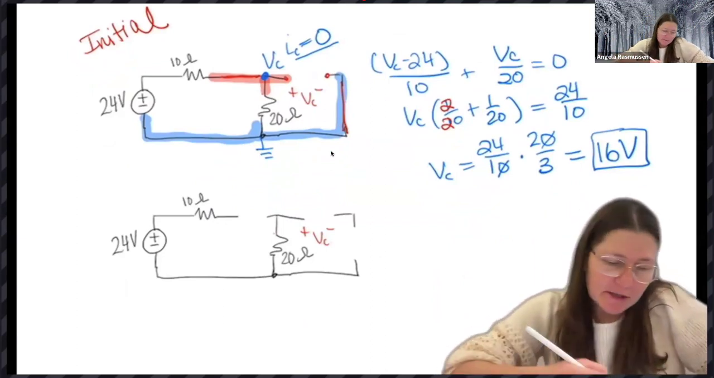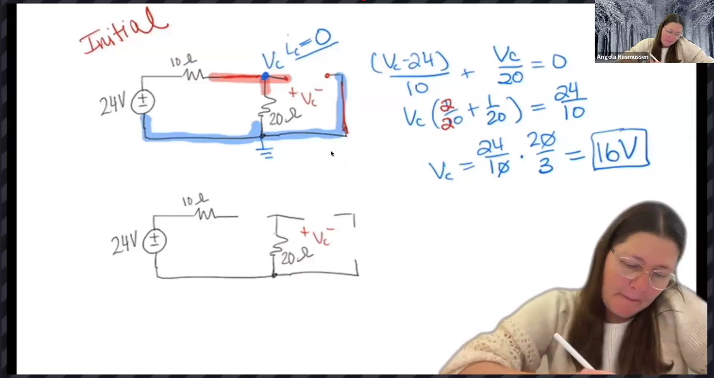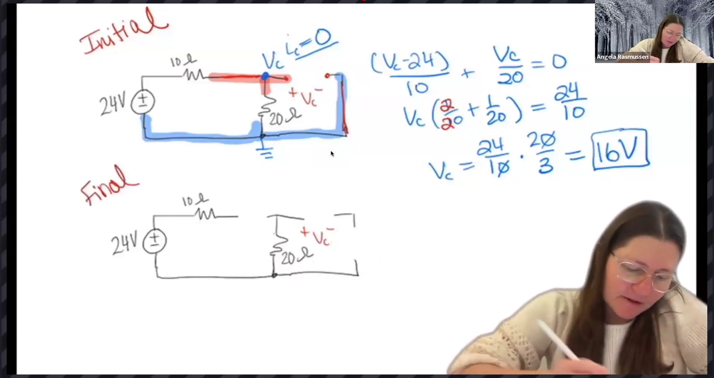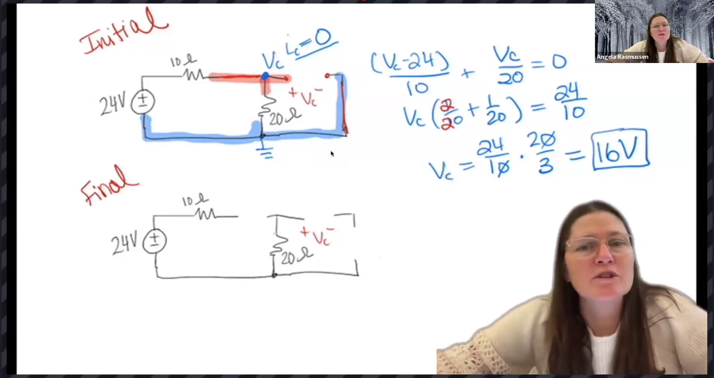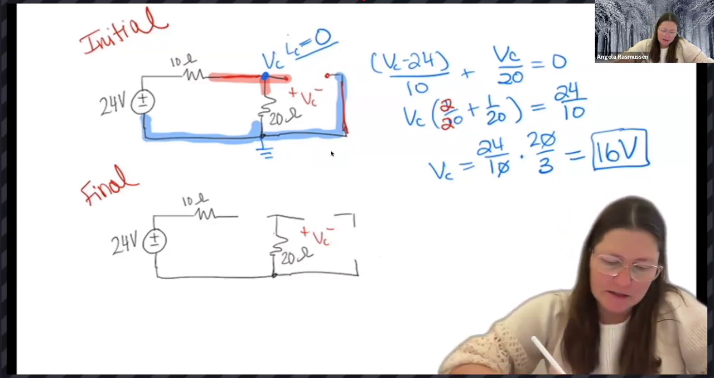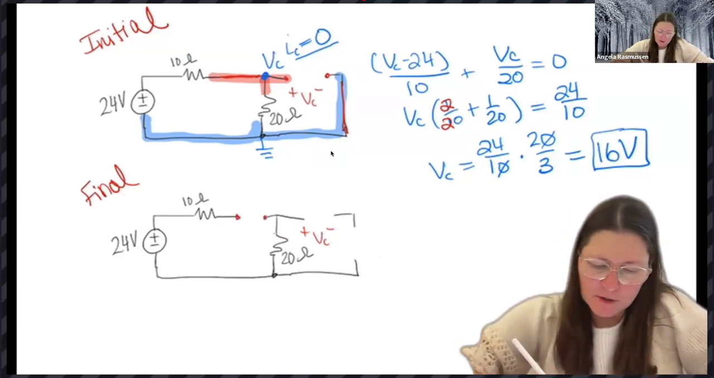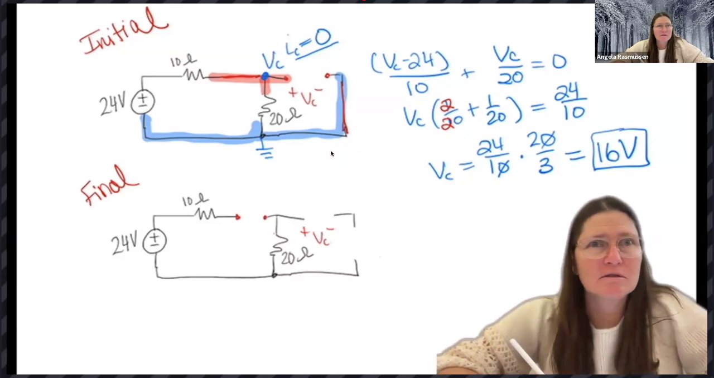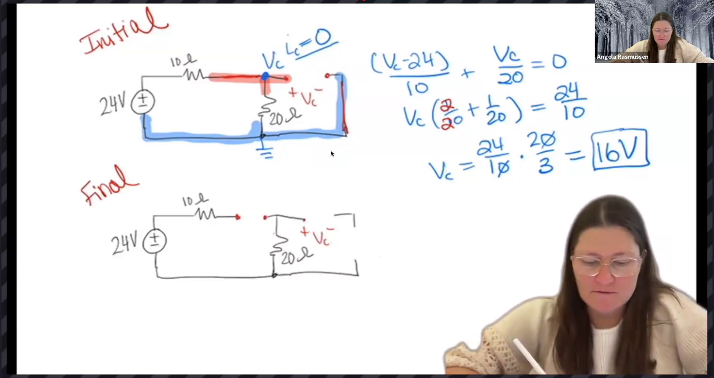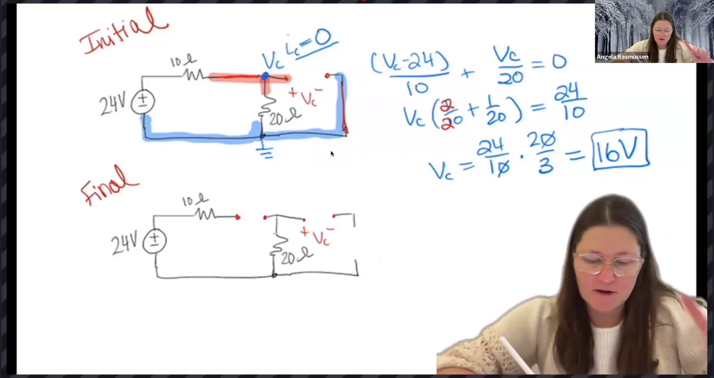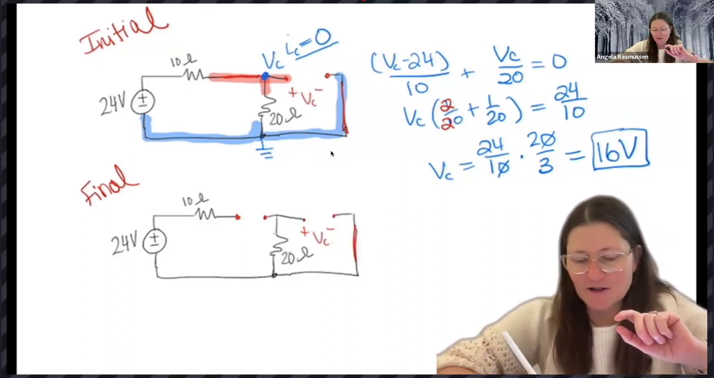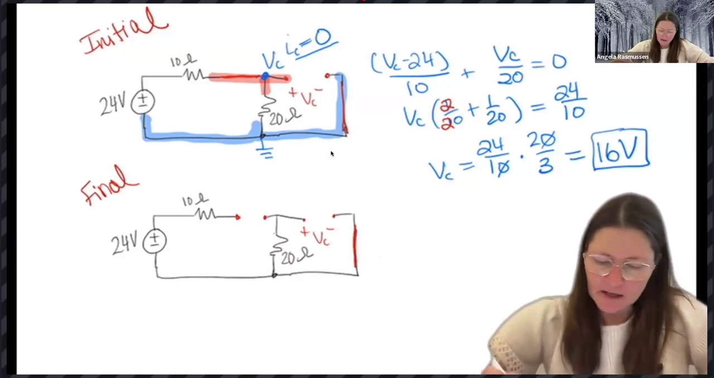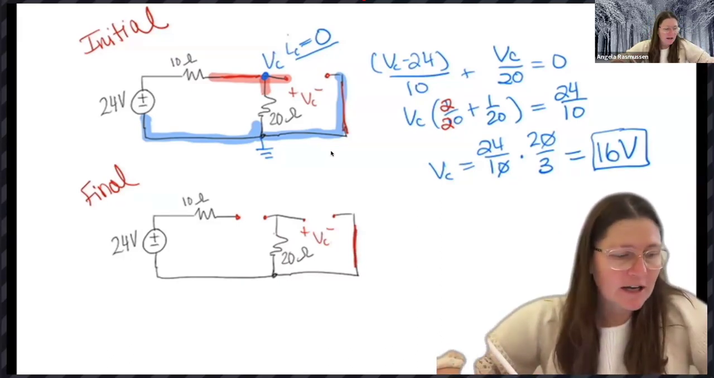All right, so final one. Leave out the switch, leave out the inductor and capacitor. Now determine what the switch position is. So where's it going to be now? Correct, open. And what do we do with the capacitor? Correct, open. And the inductor? Inductor becomes a short. So now what do we have for VC?